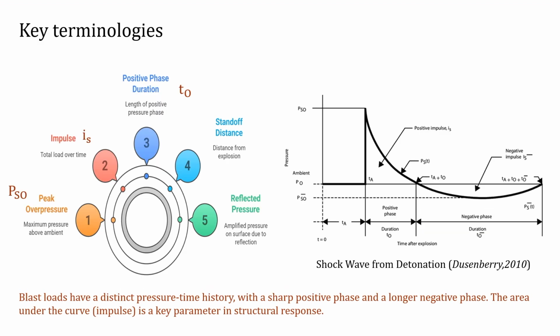Again, reiterating the key terminologies we have already seen. The positive phase duration is denoted by t naught. The standoff distance is the distance from where the explosion occurs to the point where we want to calculate our applied pressure. Then impulse is the total area of the pressure time curve. Peak overpressure is the maximum amount of pressure, the signature of the blast event. Reflected pressure is the addition on top of the overpressure caused by the reflections from the hindrance of any structure or any other obstructions found. Normally, the reflected pressure is greater than the peak overpressure.